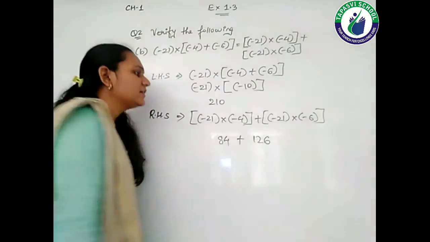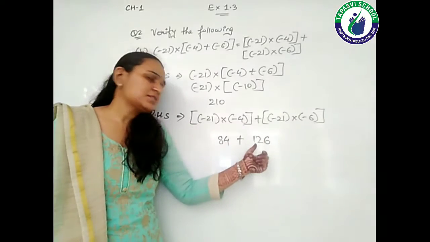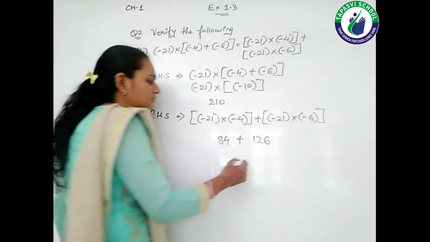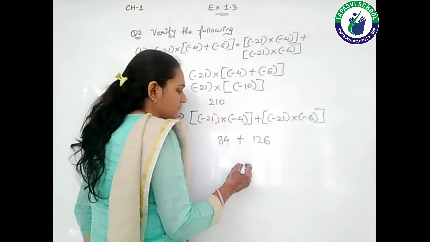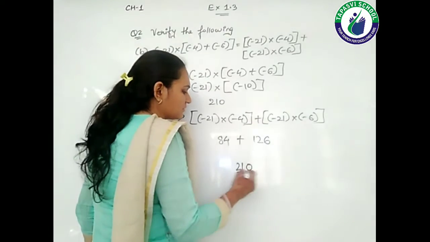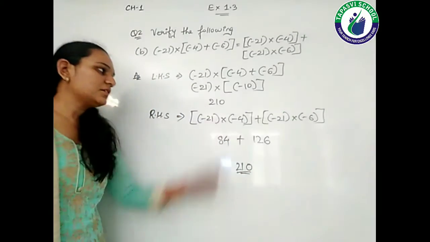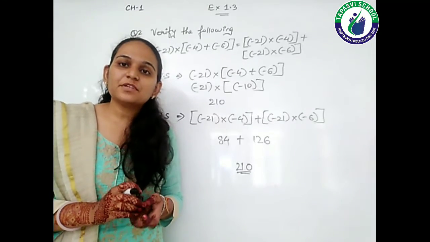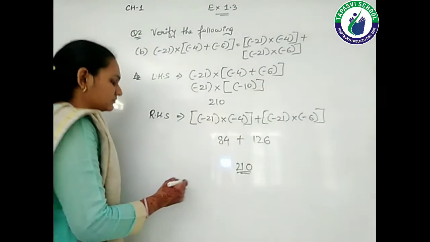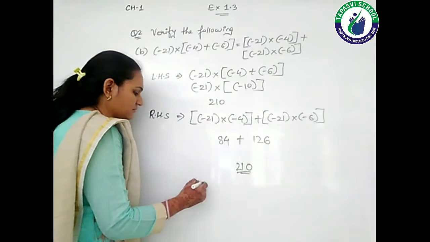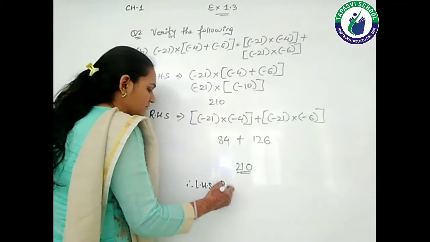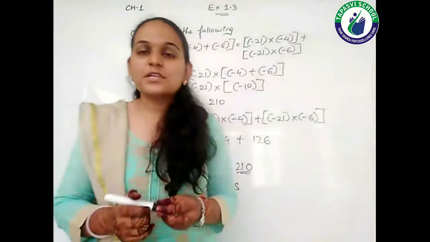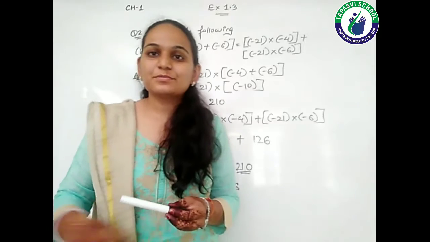Now we are going to add. Here also see, students, minus minus plus. That's why I have not changed any sign. So 126 and 84. So here also you are getting your left hand side and right hand side equal. So we can say that left hand side is equal to right hand side. Hope students you understood the question number 2.